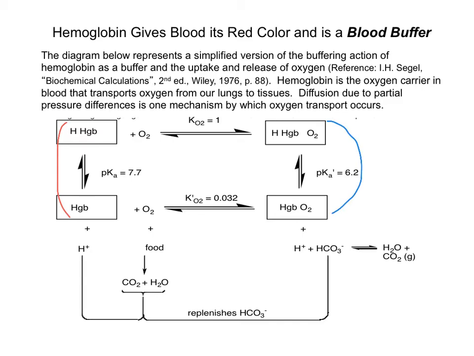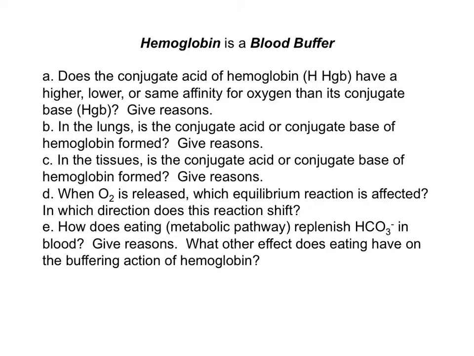Let's stop the video for just a second and answer this question. Which form of hemoglobin, the deoxygenated form or oxygenated form, is the stronger acid? So the answer is, look at pKa. Lower pKa means stronger acid, so the oxygenated form of hemoglobin is a stronger acid. Next, apply your knowledge of equilibrium principles to answer these questions. So stop the video and you'll feel great about your understanding of hemoglobin in our body.